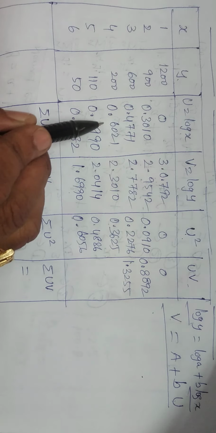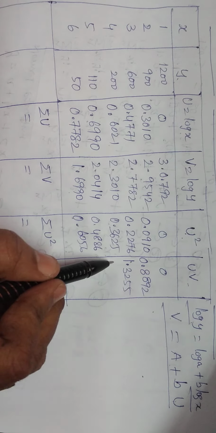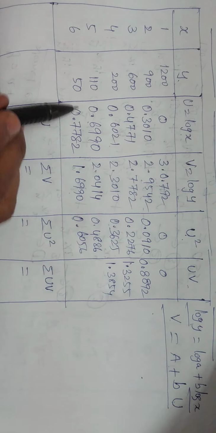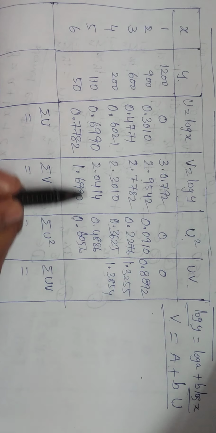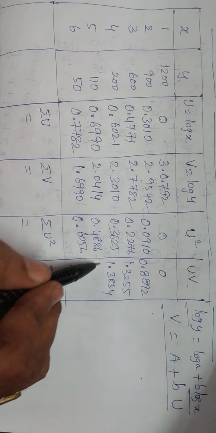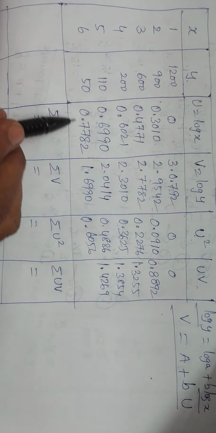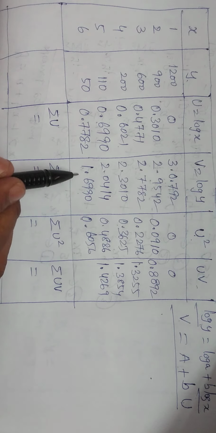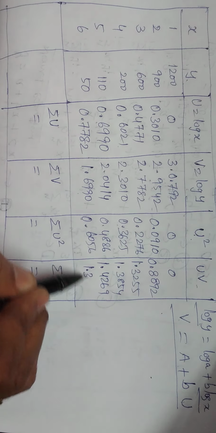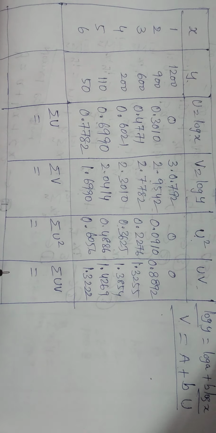1.3255. Similarly, multiply 0.6021 into 2.3010, the value here is 1.3854, and the next one, 0.6990 into 2.0414, the value is 1.4269. Last one, 0.7782 into 1.6990, that is 1.322. So these are the values. These are the values here.